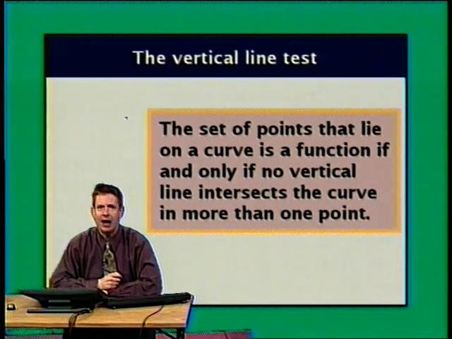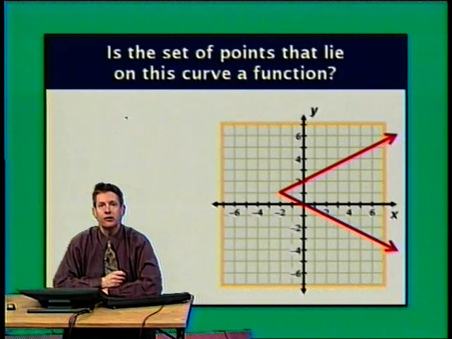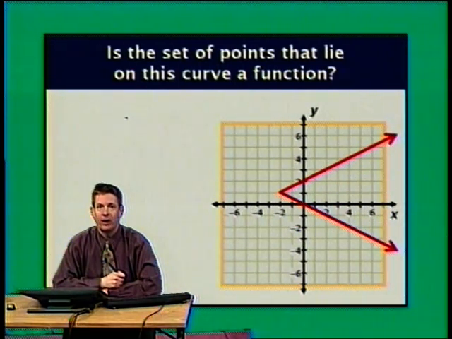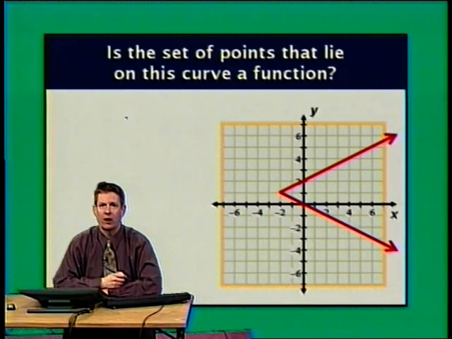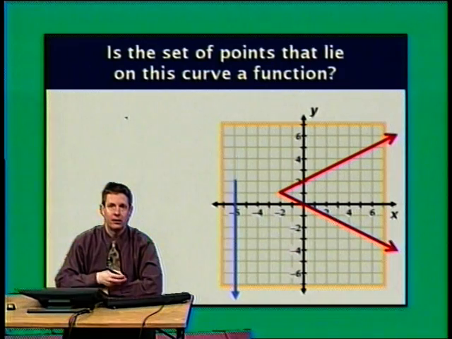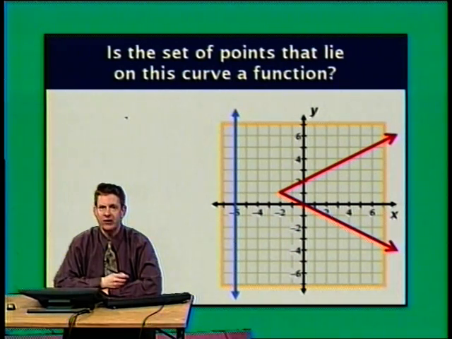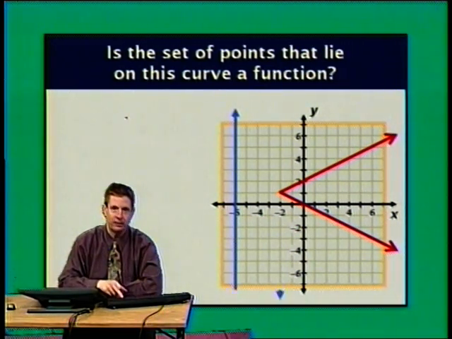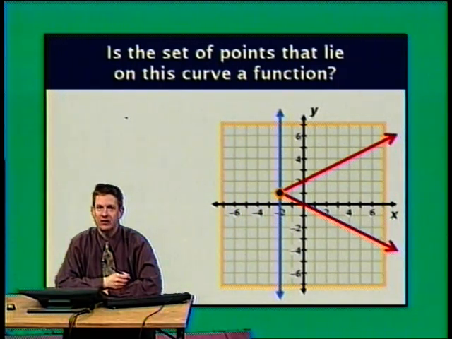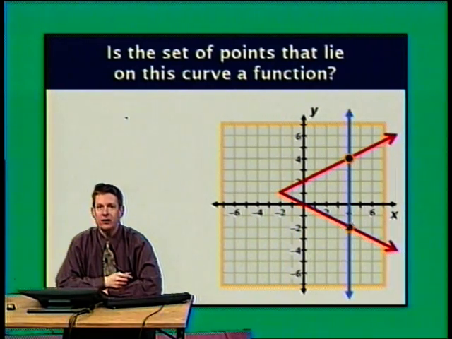The set of points that lie on any curve is a function if and only if no vertical line intersects the curve in more than one point. So here we're being asked, is the set of points that lie on this curve a function? Well, let's start thinking about running vertical lines onto this graph. Here's a vertical line that's not intersecting the curve at all. Well, all right. Here's a vertical line that's intersecting the curve in exactly one point. Oh, no problem. Here's a vertical line that's intersecting the curve in 2 points.